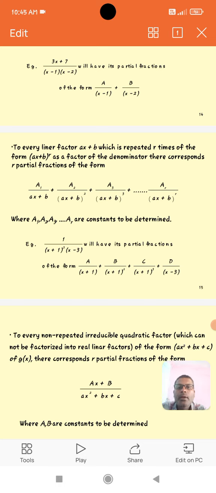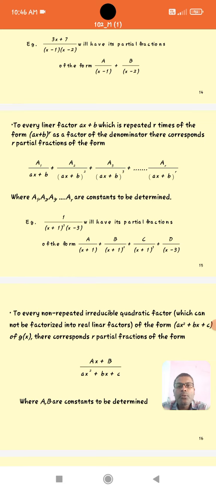For example, 1 by (x plus 1) whole cube into (x minus 3) will have its partial fractions of the form. You observe here in the denominator part, how many factors are there? One repeated factor, another one is a non-repeated factor. How many times is the repeated factor there? 3 times. So how to write in the partial fraction format? A by x plus 1 plus b divided by (x plus 1) whole square plus c divided by (x plus 1) whole cube plus d divided by x minus 3.